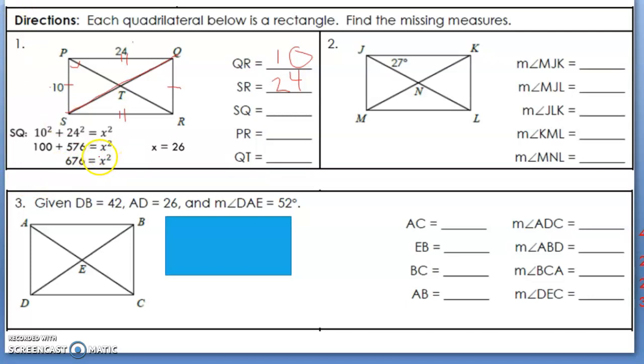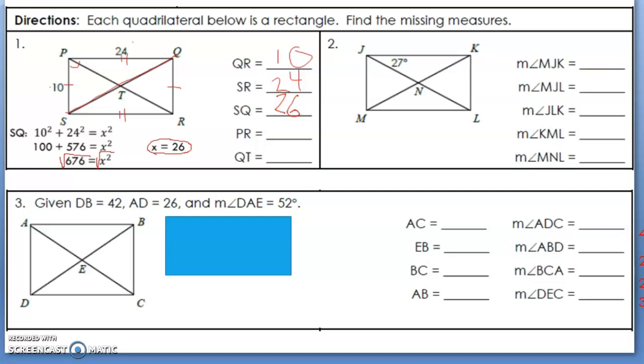So X squared is not X by itself. To get rid of that squared, we take the square root of both sides. So really we're undoing the squared. And when we take the square root of 676, we get X equals 26. So side SQ is X. We didn't know what it was, we called it the variable. So side SQ is 26 units.